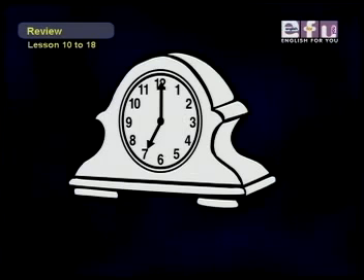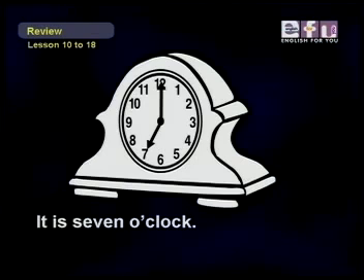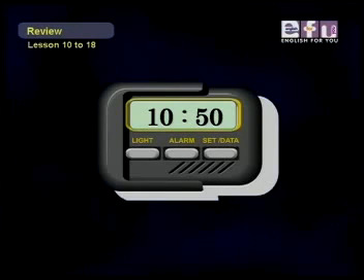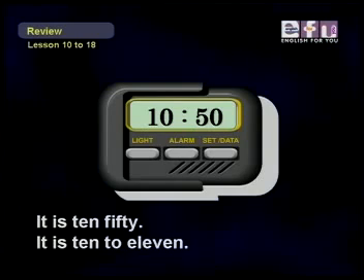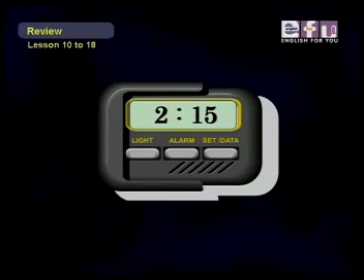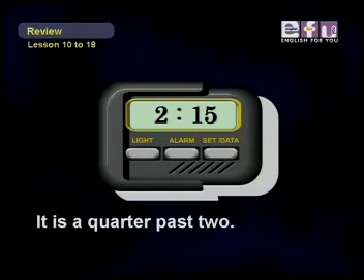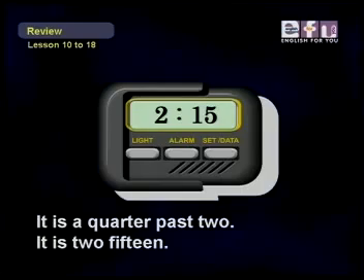Okay, Isabel, the next one is for you. What time is it? It's 7 o'clock. Yes, it's 7 o'clock. Okay, now let's look at some digital clocks. Now, Ali, what is the time on this clock? It is 10:50 or 10 to 11. Yes, it's 10:50. It's 10 to 11. All right, Isabel, for you, what time is it now? It's 2:15. Yes, it's 2:15.